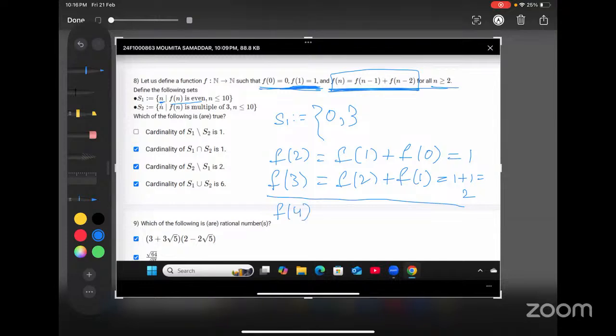2 plus 1 equal to 3. That means 3 is odd, so we will take it. 4 we will not take. Then for 5, it will be 3 plus 2, that means 5. We will take 5.